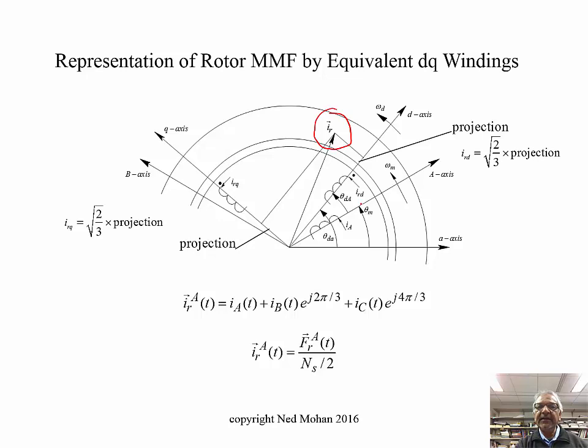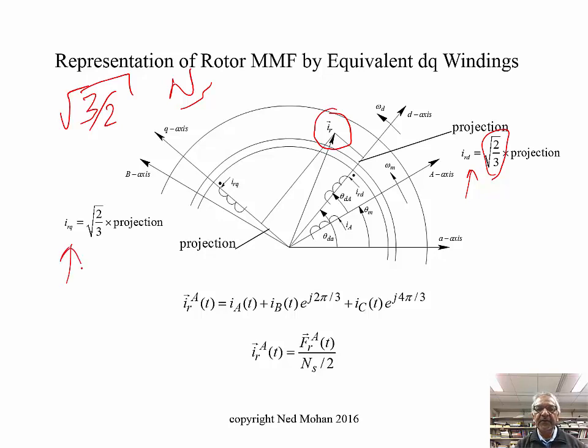Again, the number of turns on each of these rotor D and Q windings would be equal to square root of 3 over 2 times n sub s, right? And so again, we take the projection of the IR space vector onto the d-axis and multiply it by the factor square root of 2 over 3 to get IRD, and we do the same thing for IRQ over here. So that's a very similar, identical process.